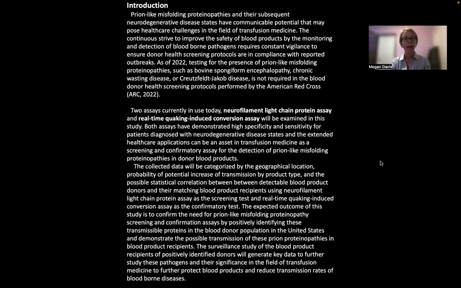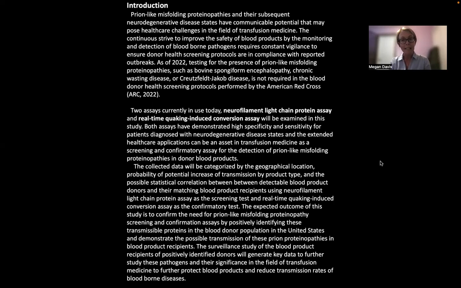The screening assay will be neurofilament light chain. It uses EDTA plasma. The theory behind the methodology is the increased quantitation of these free circulating neurofilament light chain proteins in EDTA plasma correlates with an increased severity of neural tissue damage.